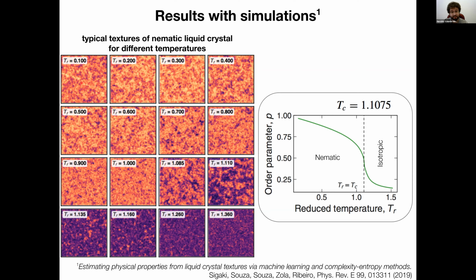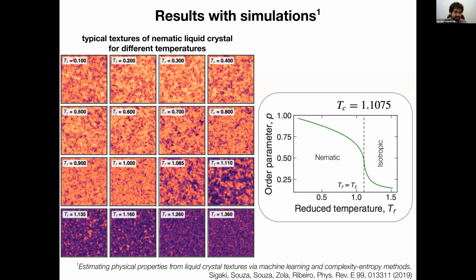And this model has two phases. It is in a nematic phase if the temperature is smaller than this critical value, 1.1074. So this is the critical temperature. Simulations or textures generated with temperatures below this value will be in the nematic phase. And if you are above this temperature, we'll be generating textures from the isotropic phase. Basically, this point is showing the transition. So from here, we have isotropic textures, and from here we have nematic textures.